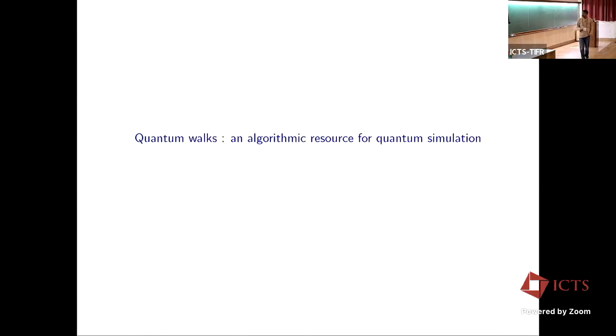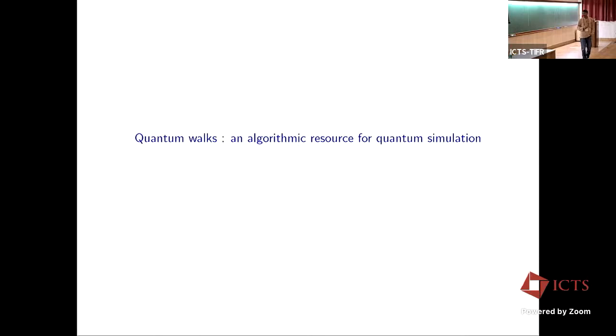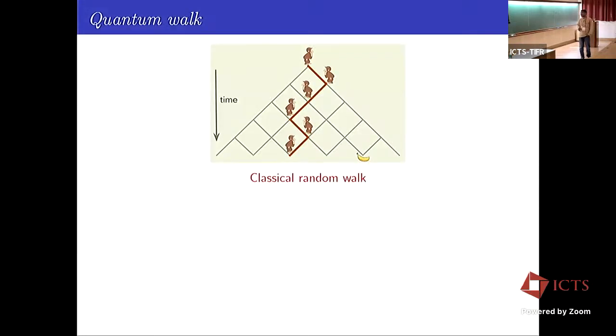So for the case where I said there is a complex quantum system and you need a quantum algorithm, one of the algorithms we have been focusing on for the last many years is the quantum walk. A quantum walk is an algorithmic resource for quantum simulation, just like the classical random walk has been.